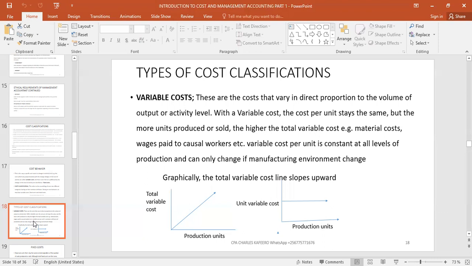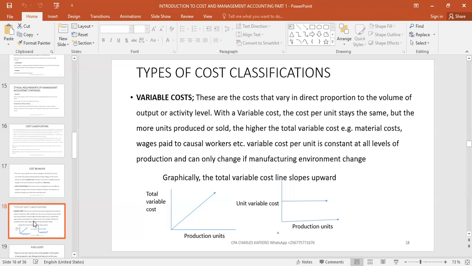That's why the total variable cost curve is sloping upwards from the starting point. The reason why it is starting from the starting point is because when the company is not producing, we don't incur variable cost, because we said those variable costs are incurred as per the unit of output. When we don't produce, we are expected not to incur variable costs.